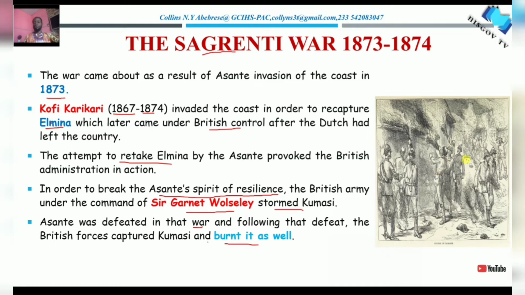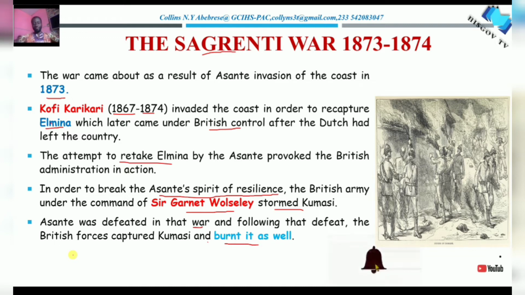Kumasi was burnt down. Look at the image on your right hand side here. This was a sketch made by a British missionary who witnessed the war. Houses were set ablaze. The whole of Kumasi was burnt down by the British because they were provoked by the actions of Kofi Kari, the Asantehene at that time.